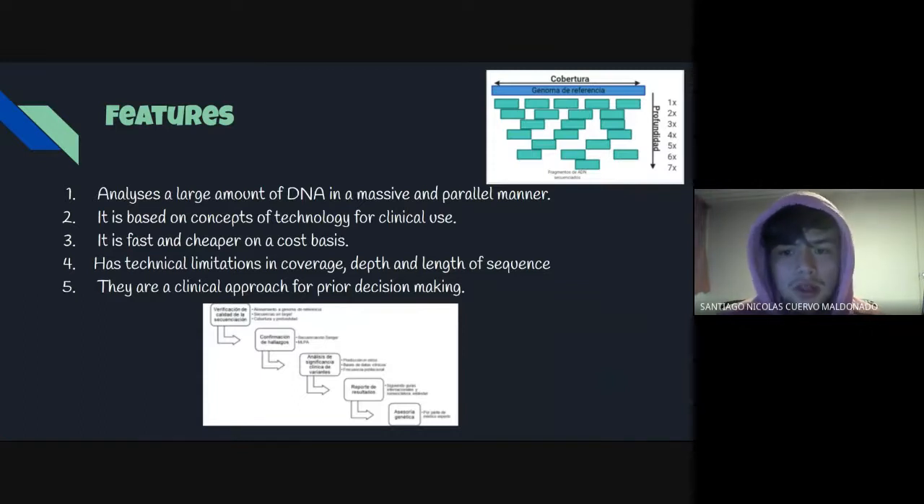Limitations of NGS tests include technical aspects such as coverage, depth, and length of sequence, which can be avoided by implementing good laboratory practice. NGS tests are diagnostic tools that must be based on an adequate clinical approach for their proper use, correct interpretation, and correct decision making. It is of great importance that doctors have the basic information to be able to request these tests, given their current clinical relevance.